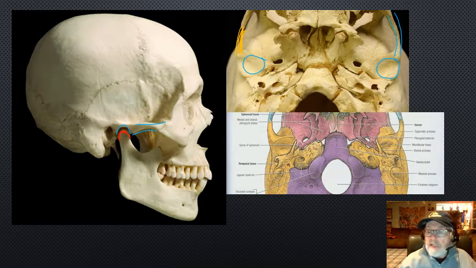Again, both the condyle as well as the mandibular fossa are lined with cartilage, with that hyaline cartilage, which allows a smooth surface like we talked about before. So it allows the movement to be nice and smooth and even.